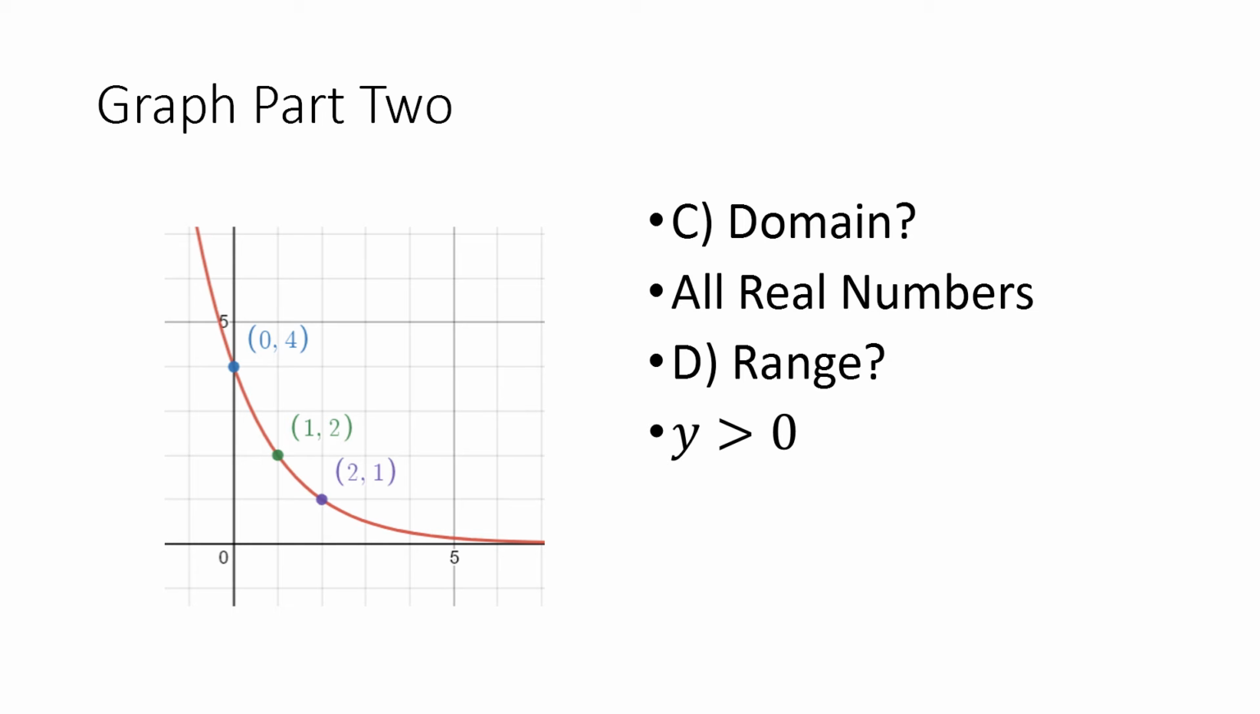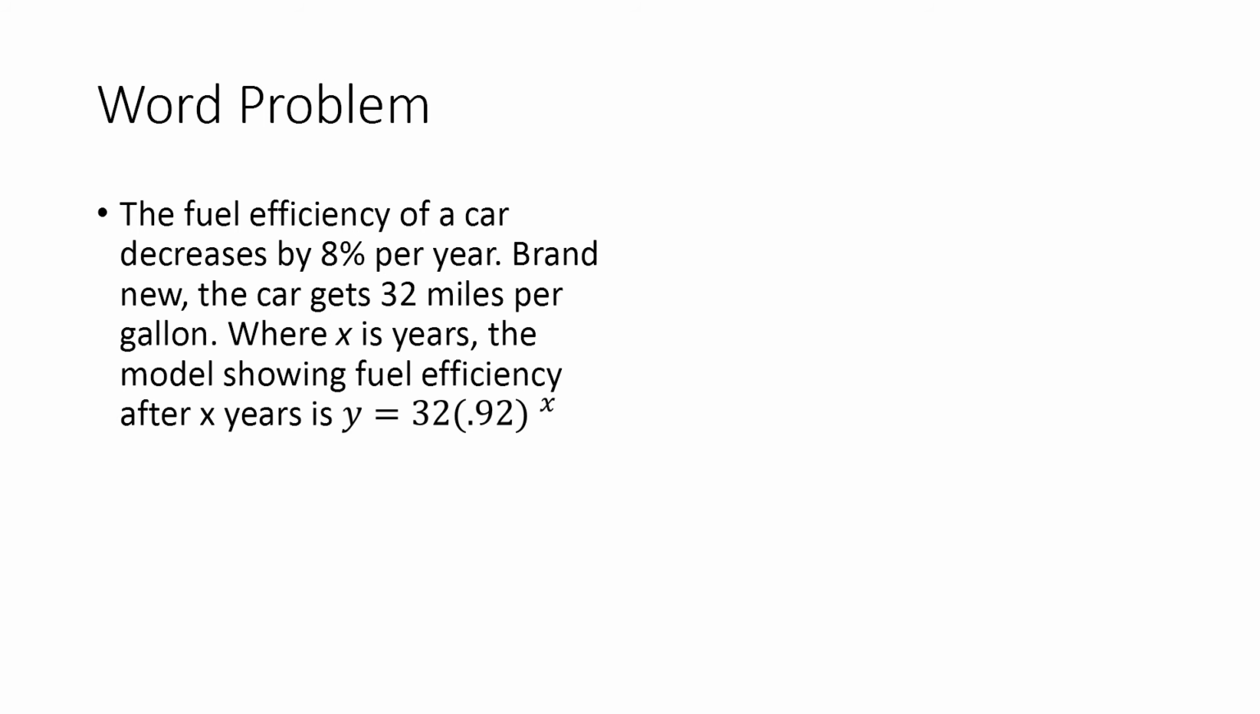That is, it goes down to 0. It doesn't actually touch 0, but it goes down to it, and then from there it goes up forever. Remember the key here, domain is all possible x's, range is all possible y's. Let's look at a couple.